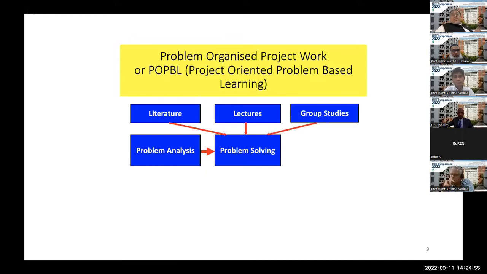And at the same time, you can also enable studies in groups. Remember, if you talk about active learning, we would like to see groupings. We'd like to see students working in groups, in teams rather, collaboration as well as cooperation. So that's one way of getting the collaboration and cooperation to take place through these group studies in solving the problem. At the same time, there could be tutorials.